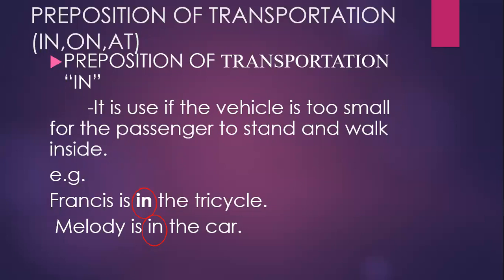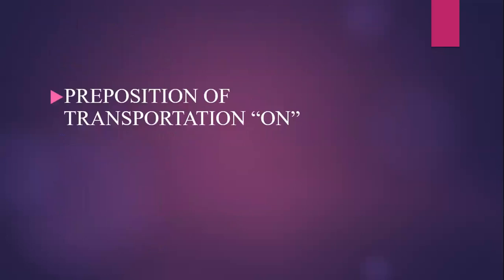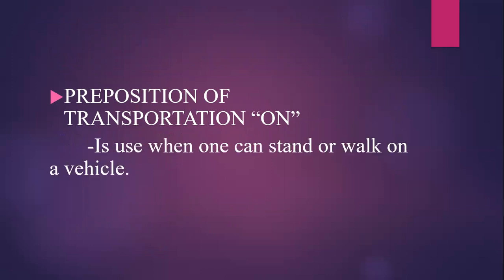Okay? Okay, next, we proceed to the next preposition of transportation, which is on. Okay, so what is the preposition of transportation on? It is used when one can stand or walk on a vehicle. Okay, one can stand or walk on a vehicle. What do we mean by this? Meaning if you can walk or stand inside the vehicle, therefore the correct preposition of transportation that you will be using is on. Okay, so let us go back to the previous example a while ago with the picture.